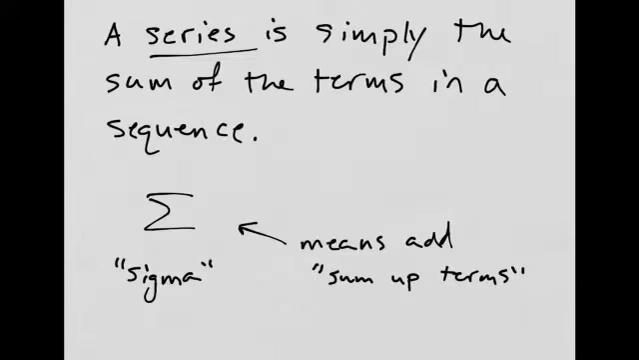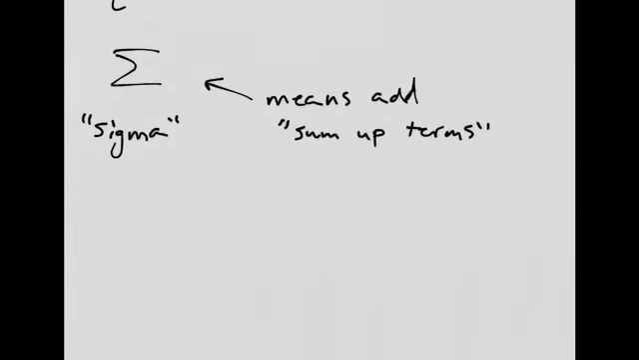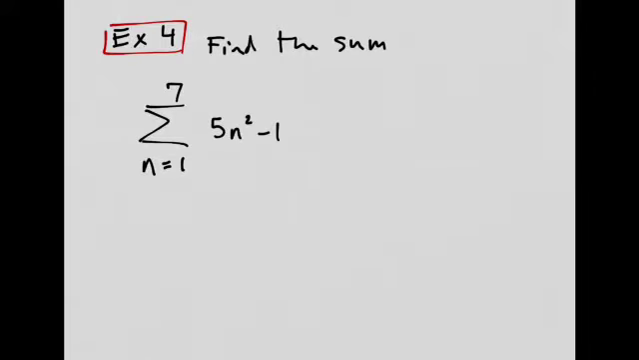It's very, very easy. At the bottom is where you start, and at the top is where you finish. And you only use integers, which you'll get right away, I think. So let's look at the last example. The way you read this is the sum from n equals 1 to 7 of 5n squared minus 1.